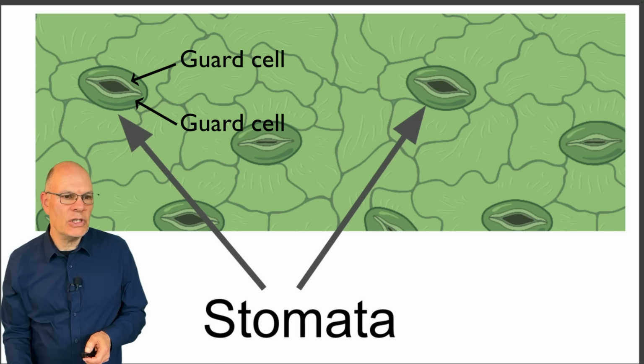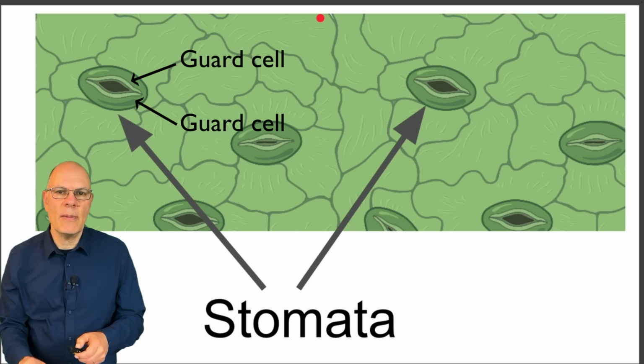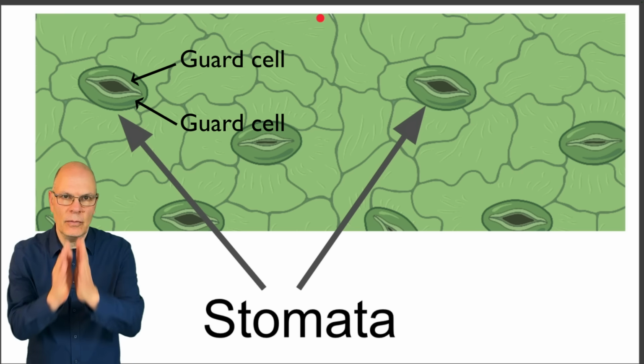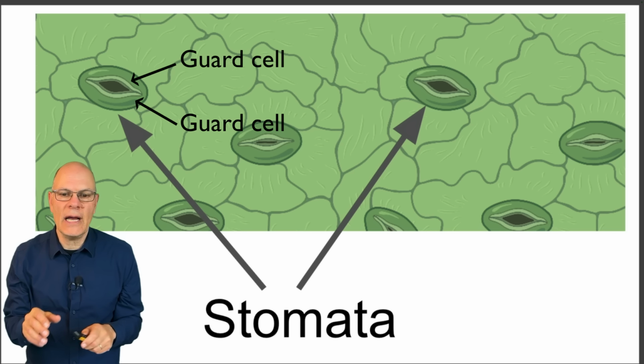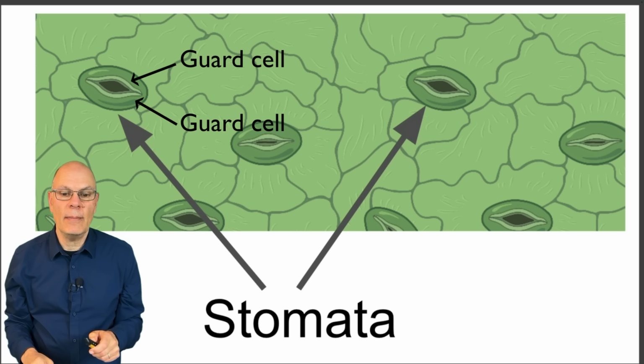Each stoma, which is singular, stomata is plural, is formed by 2 guard cells. So here's one guard cell, here's the other guard cell. And when there's sufficient water, these guard cells buckle outward, like that, and that creates a pore that allows carbon dioxide to enter the leaf for photosynthesis, but also allows water vapor to escape.